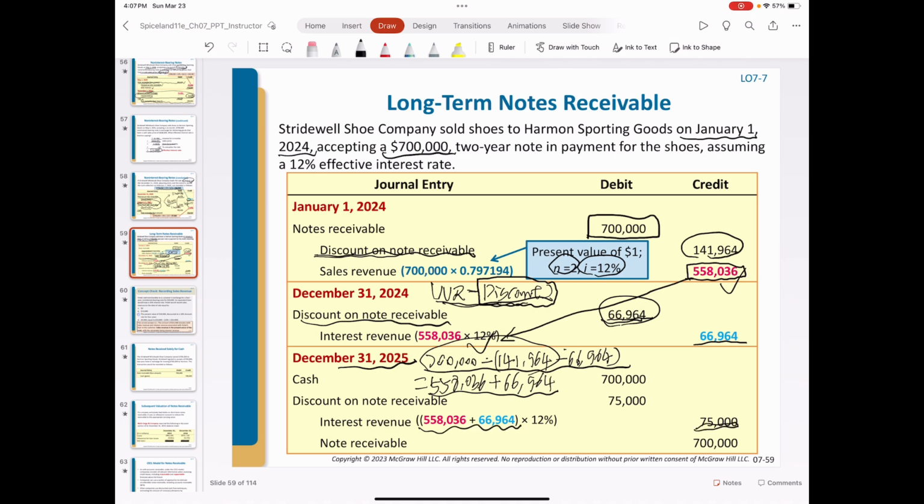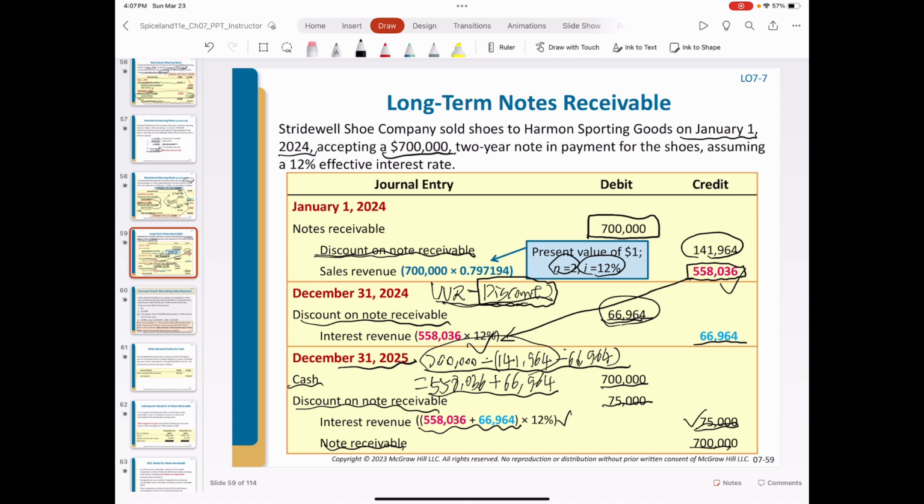The second year interest revenue is determined by the sum of these, $75,000. When the note is due, the company receives payment of $700,000 and amortizes again $75,000, which is determined by this. We recognize interest revenue, and also we write off notes receivable of $700,000.